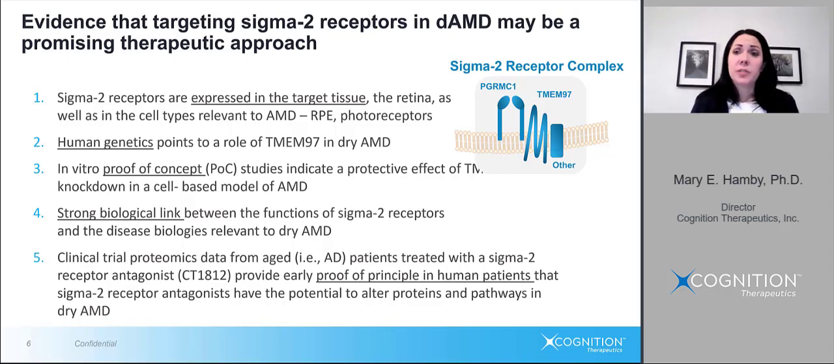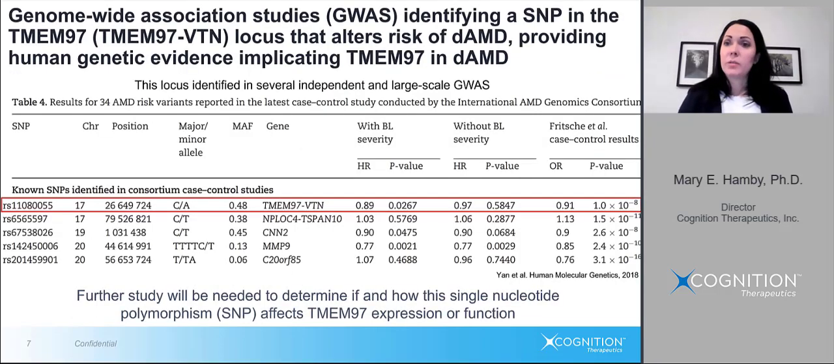Finally, an opportunistic study that we've done, we leveraged our clinical trial proteomics data from aged, in our case, Alzheimer's disease patients treated with the sigma-2 receptor antagonist CT1812 or placebo. And this data that I'll show you provides early proof of principle in human patients that sigma-2 receptor antagonists have the potential to alter proteins and pathways in dry AMD.